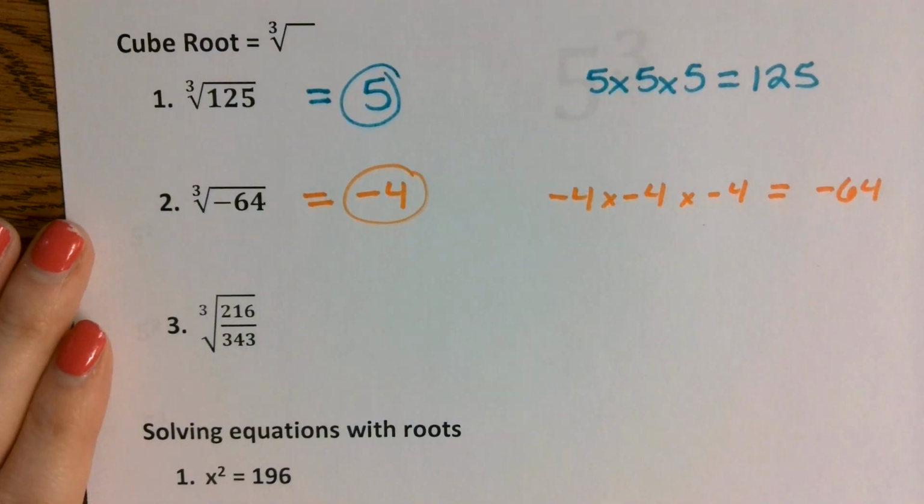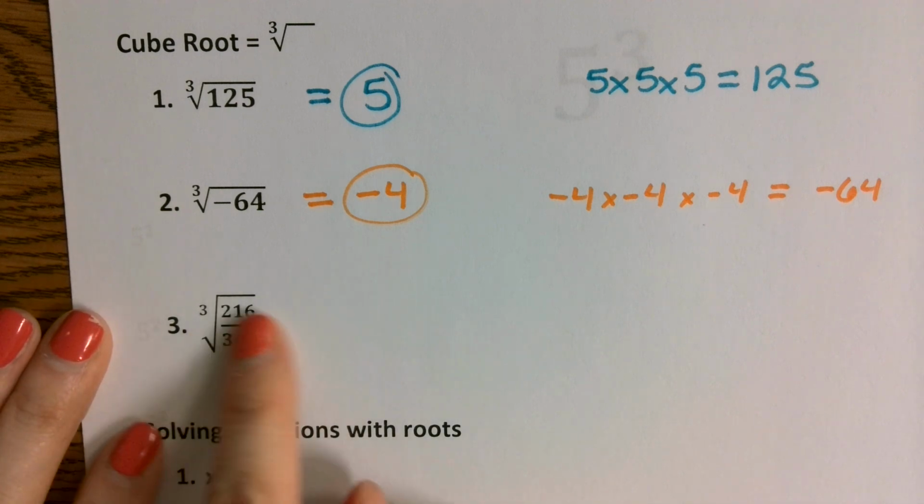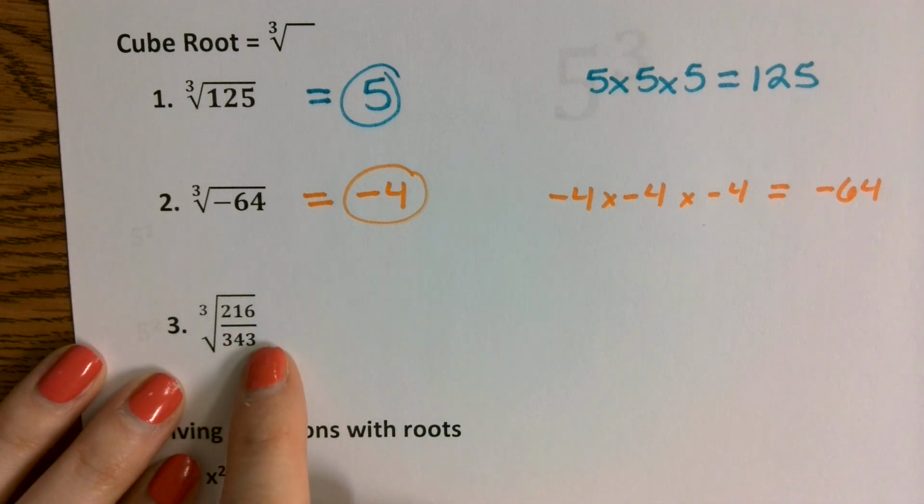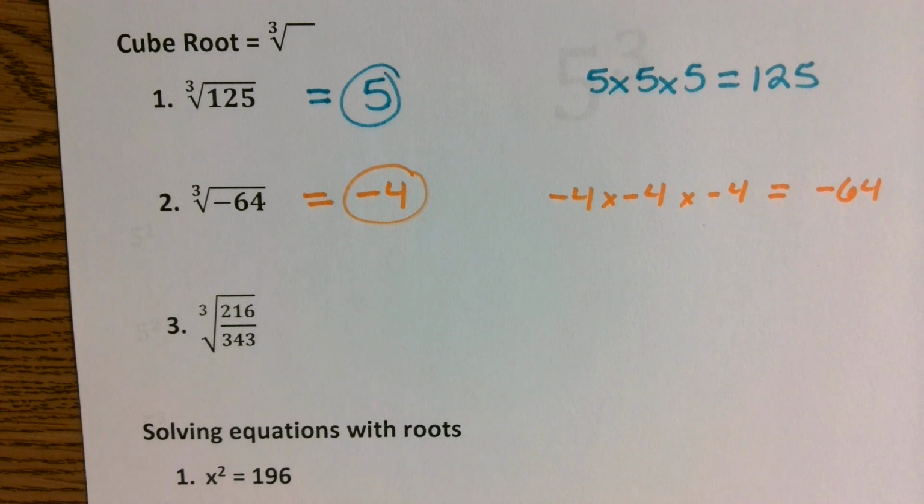And then we're going to do the cubed root of this fraction. Cubed root of 216 over 343. Go ahead and type that into your calculator. Do cubed root of 216 over 343. Kennedy, what do we get?